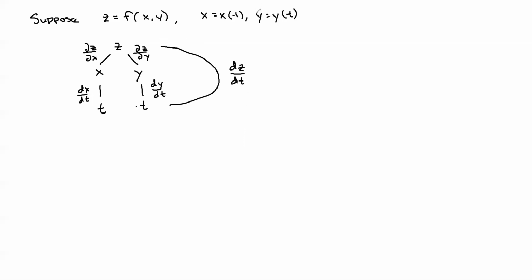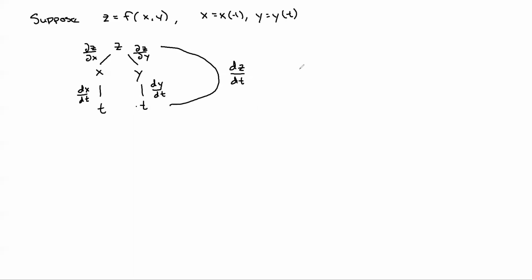The way that you could think of this is that if you actually had functions here and you plugged them in, then you'd have z defined in terms of just a bunch of t stuff, right? Since x is in terms of t and y is in terms of t, you plug both of those in and you'd have z just in terms of t. And so that's why we'd have a regular dz dt derivative from top all the way to bottom.